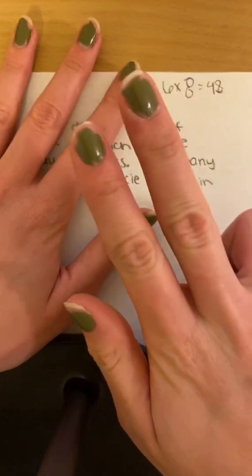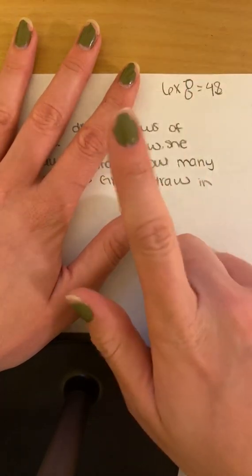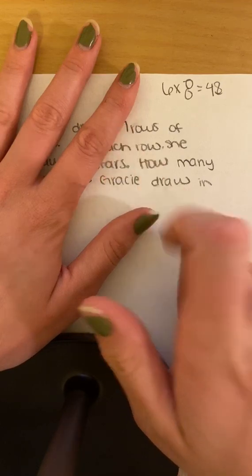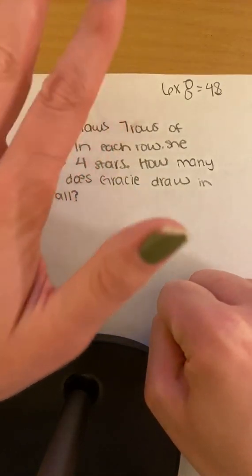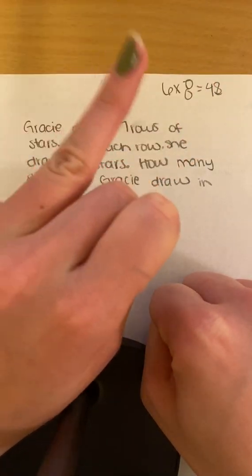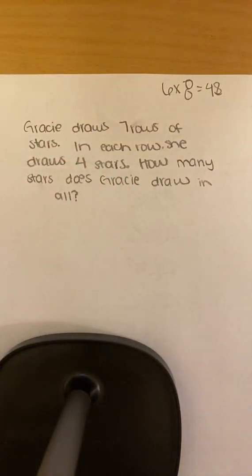70, 63, 56, 49, 42, 35, 28, 21, 14, 7. All right, awesome. Remember, just keep practicing because even I sometimes forget and struggle, so it's always good for us to practice our skip counting. So let's get started first today with a word problem.